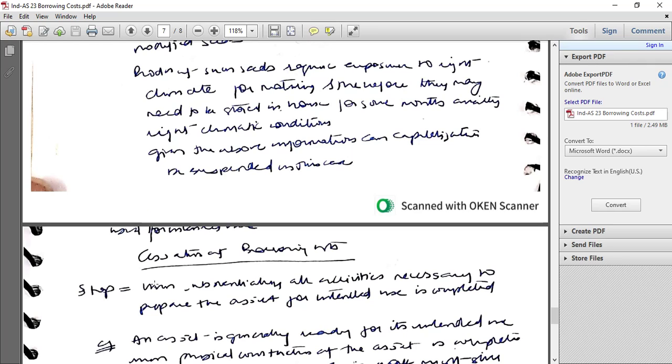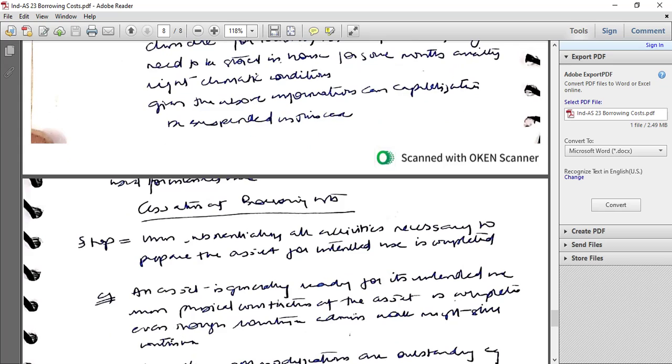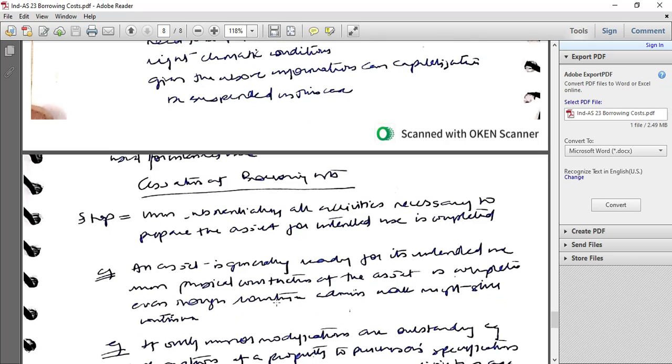Cessation of borrowing costs. When substantially all activities necessary to prepare the asset for its intended use are completed, an asset is generally ready for its intended use when physical construction of the asset is completed, even though routine admin work may be carried out. If only minor modifications are outstanding, for example decoration of property or purchase specifications, it indicates that all substantial activities are completed.